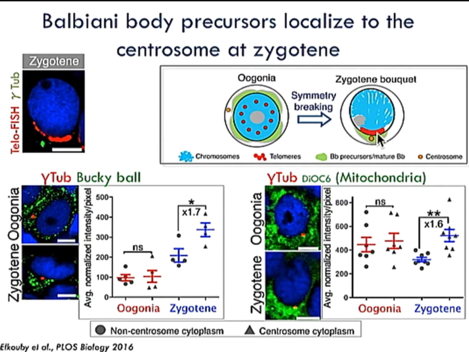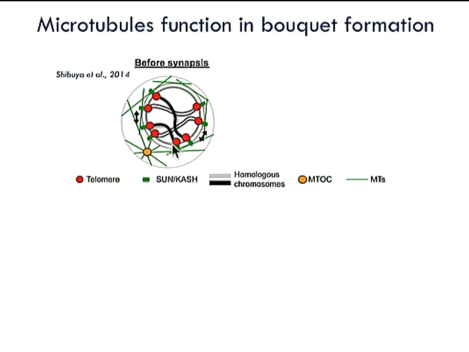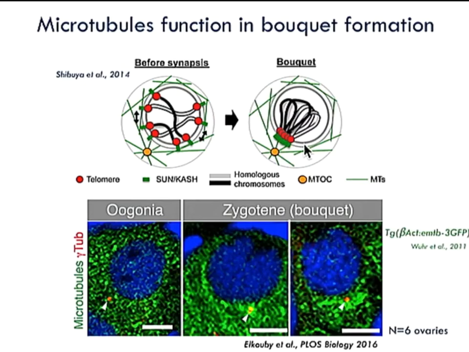And so to test that functionally, we turn to the bouquet microtubules. During bouquet formation, microtubules are emanating from the centrosome and radiating towards the nucleus, where they bind telomeres via SUN and KASH domain proteins on the nuclear envelope. Microtubules' rotations around the nucleus ultimately cluster the telomeres and form the bouquet. And so we could confirm these arrangements of microtubules in the zebrafish zygotene oocytes, where they emanate from a centrosome and radiate around the nucleus, specifically in zygotene but not in oogonia.